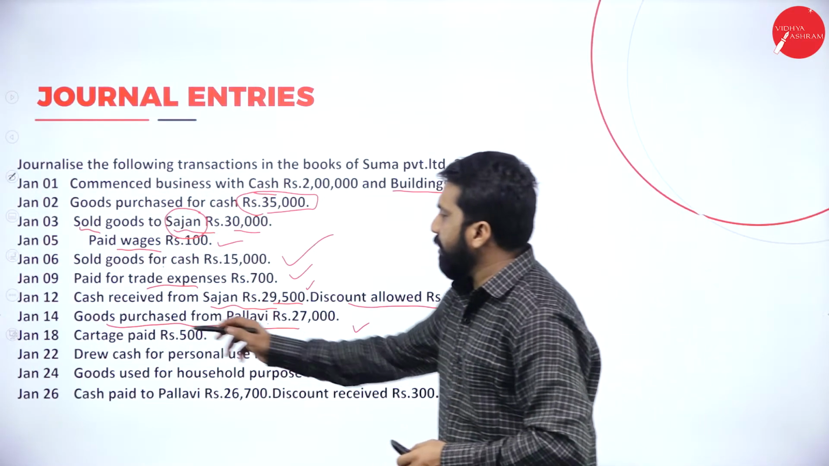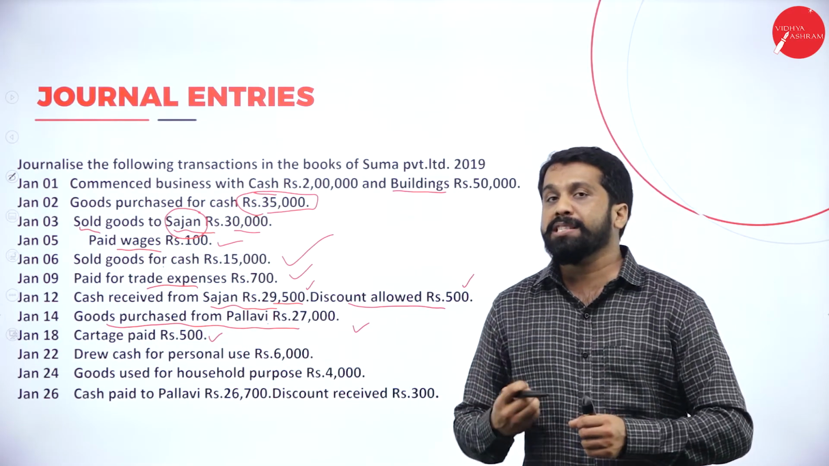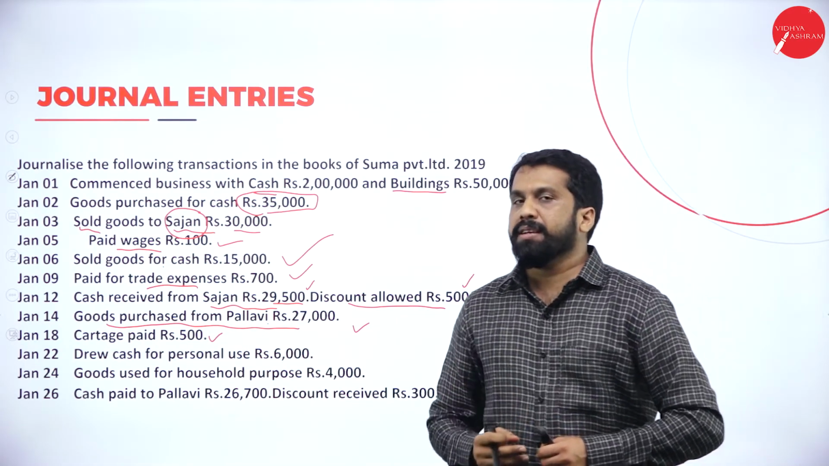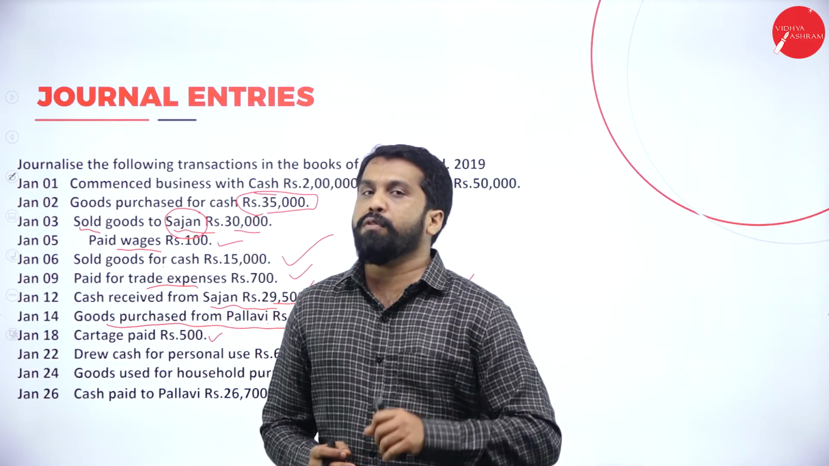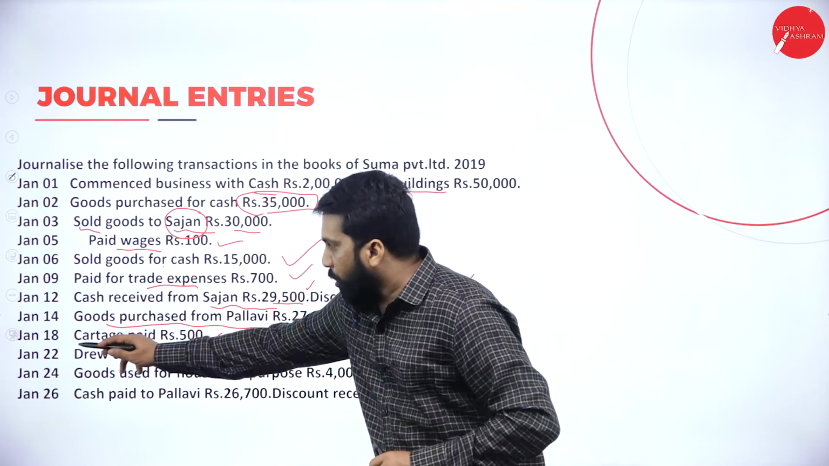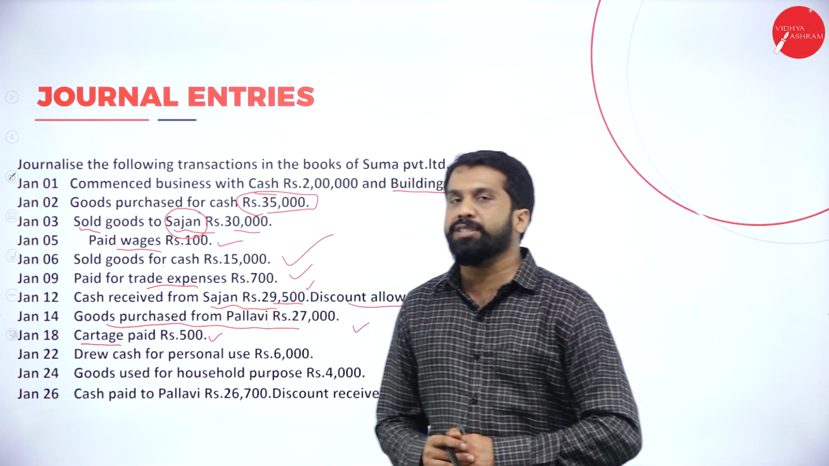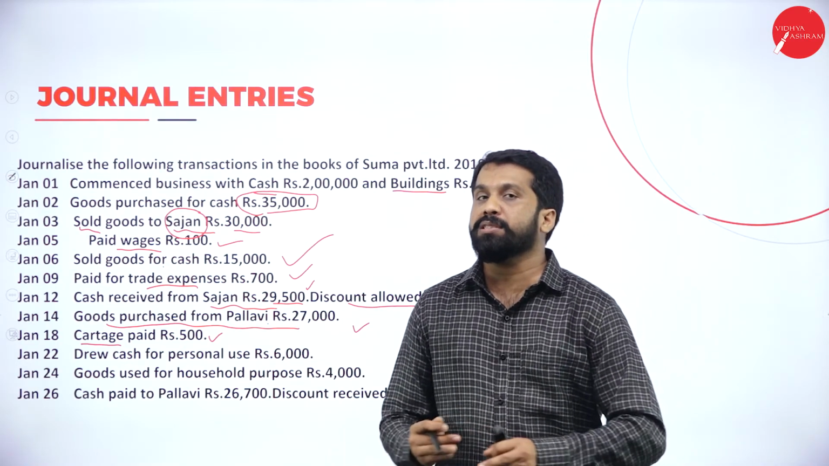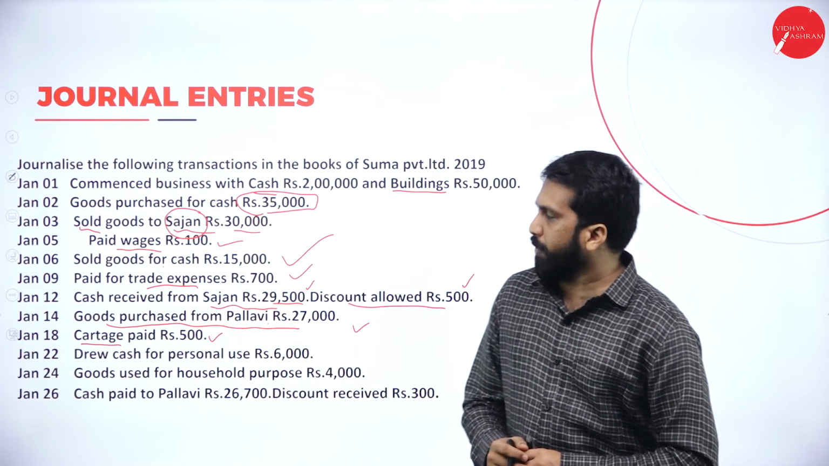Next, January 18th, carriage paid 500. Now, are you receiving or paying? Paying. Cash should be what? Down. If you are paying, cash should be down. For what reason are you paying? For carriage purpose. What is carriage? Transportation from one place to another place. So, carriage paid rupees 500.